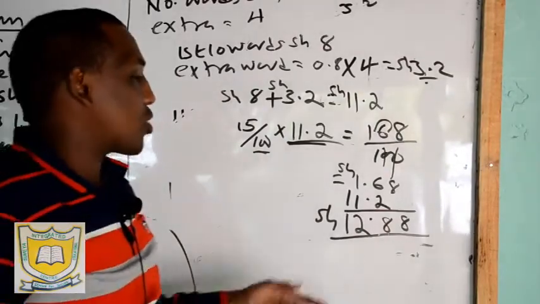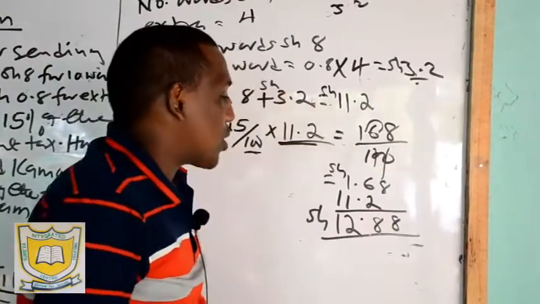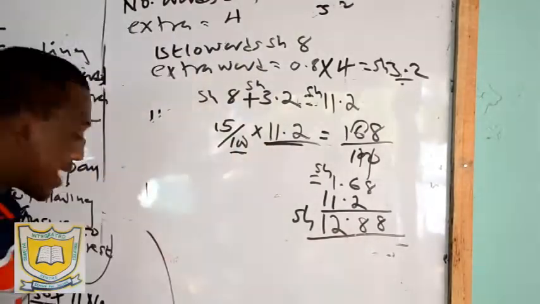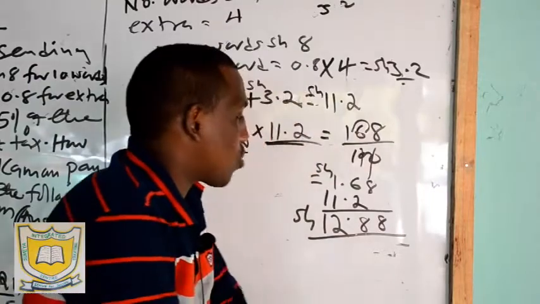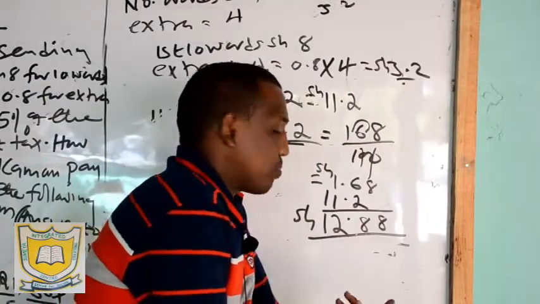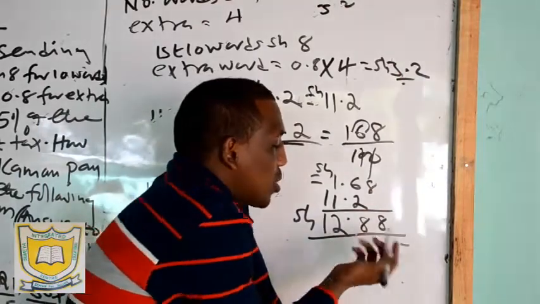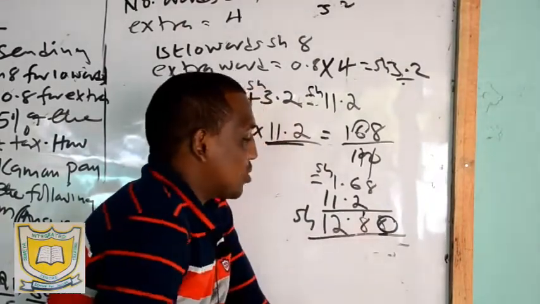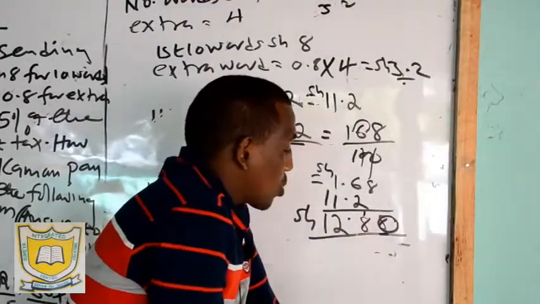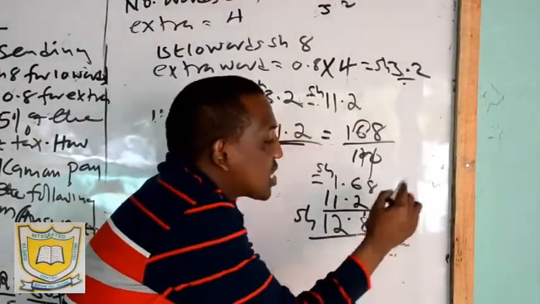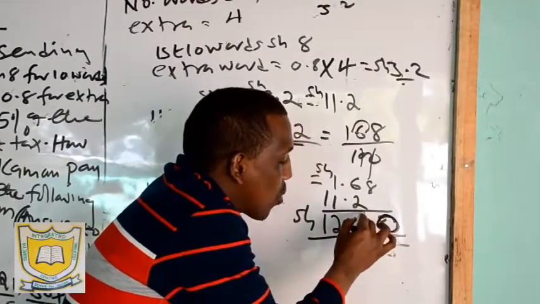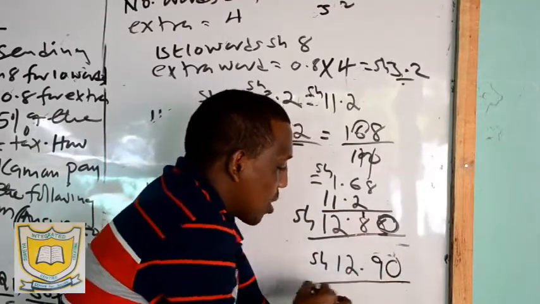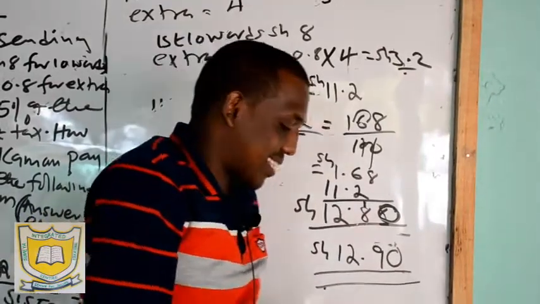What we do now, you are told to round off to the nearest cent. They have not said 5 cents; they said the answer to the nearest cent. When you're told to round off to the nearest cent, you round off the way we used to. If it is 5 and more, you make this number 0 and you add 1 here. So it will become shillings 12.90. That is how you round off when you are told to the nearest cent.